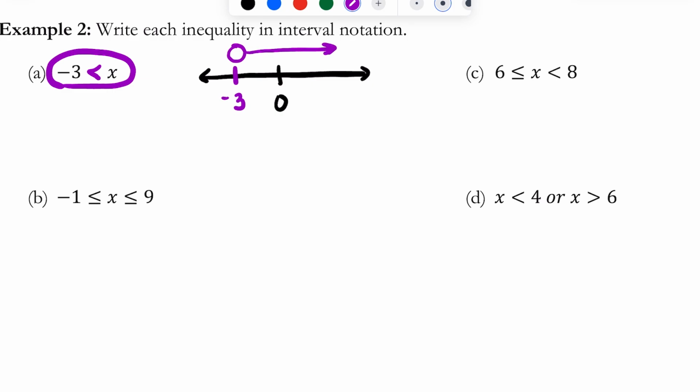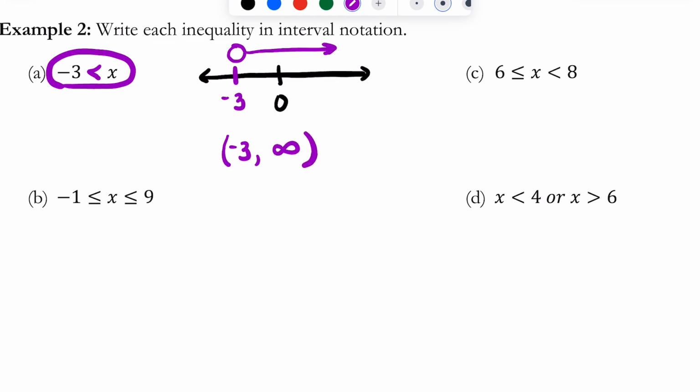And since I am greater than, that means I'm going to be getting more positive, so I'm going to go to the right. So if I translate that to my interval notation, meaning brackets and parentheses, I know that the furthest left I'm going is at negative 3. And since it's an open circle, I'm going to use a parenthesis. And then since my arrow goes all the way to the right, I'm going to use a positive infinity.